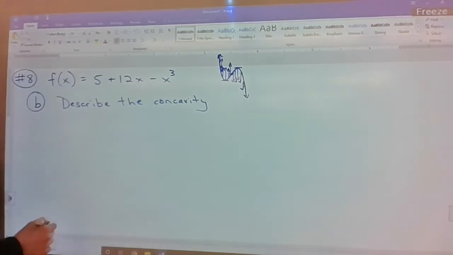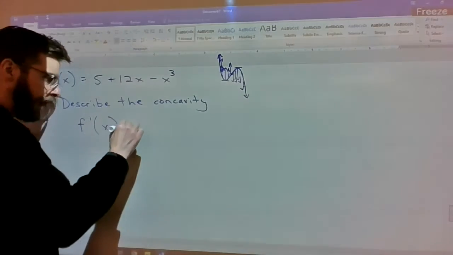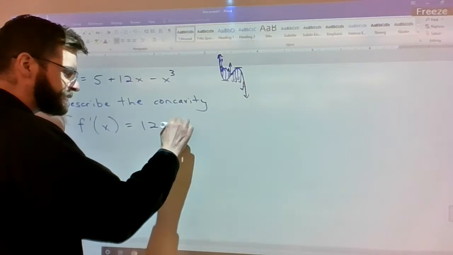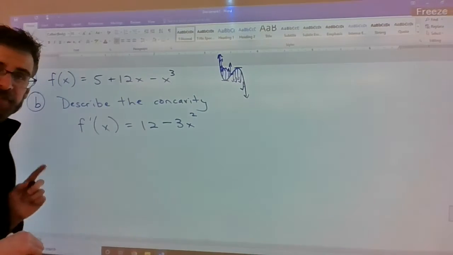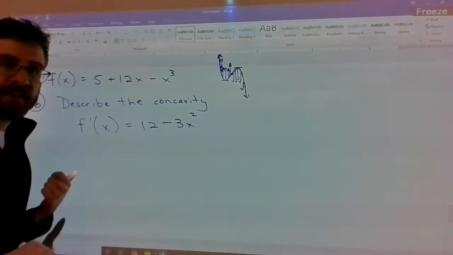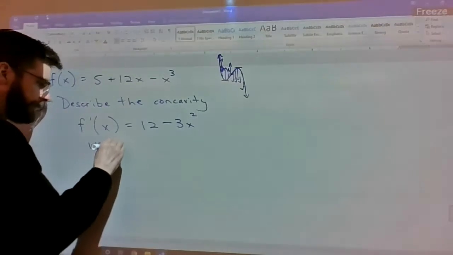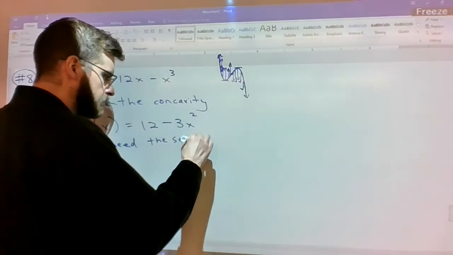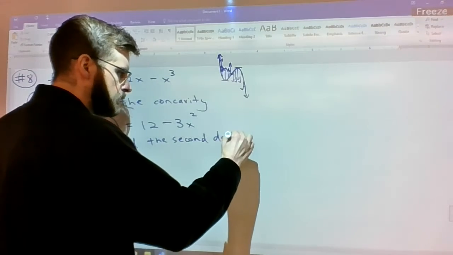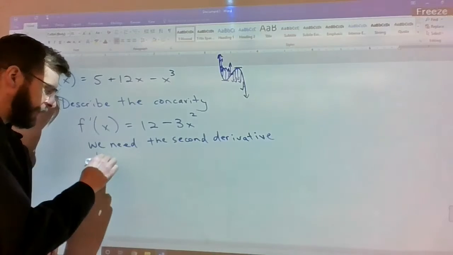So, describe the concavity. We left off with our derivative equaling 12 minus 3x squared. So we need to take the second derivative to describe the concavity.